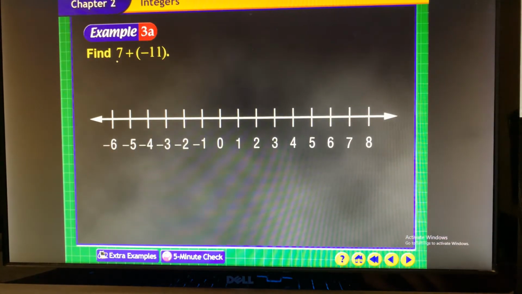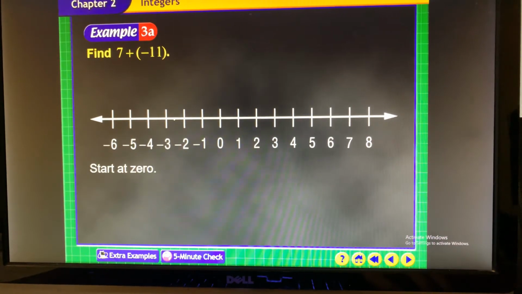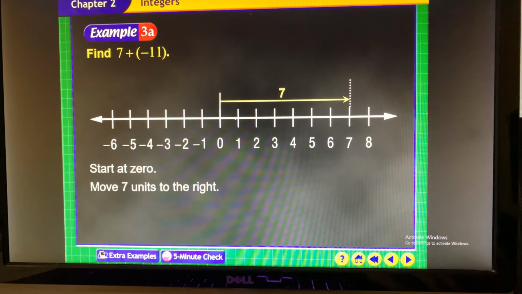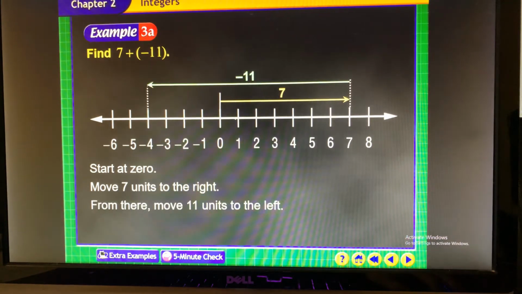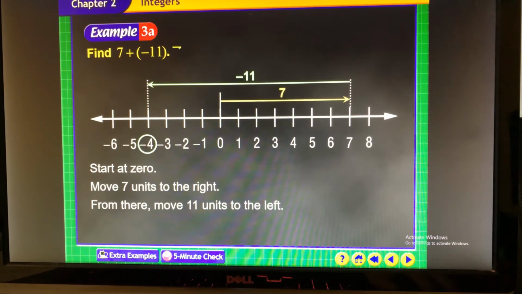Okay, now this one's slightly different. So this means you headed right 7 units, but then you turned around and went left 11 units. You went further left than you did right, which means you ended up with a negative value here. So this one, your answer is going to be negative 4.